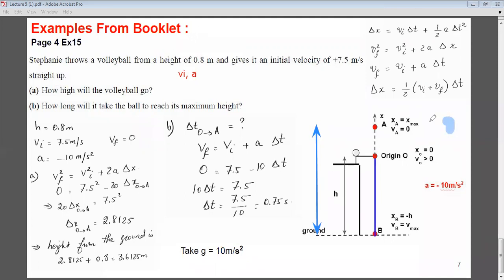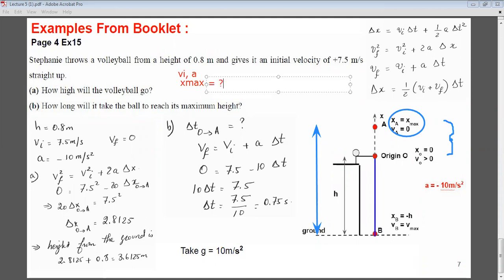First I get it from here to here because it went from the origin to the maximum, right? How high will the volleyball go? So he's interested in this point over here. We want to get x maximum actually. How high is the ball? It means we want to get x maximum. X maximum equal how much?